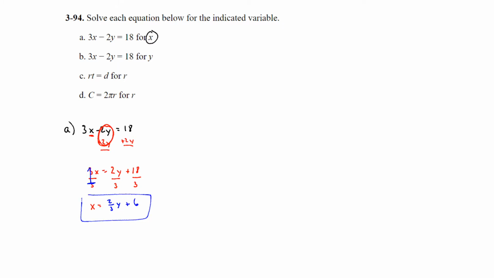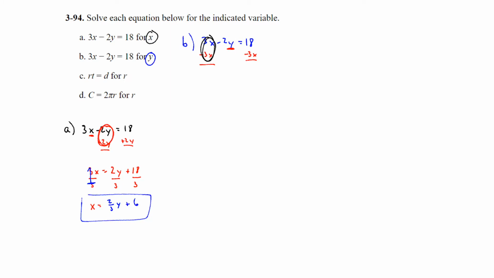All right, on to part B. 3x minus 2y equals 18. Same problem, except now we're solving for y. So now since we're solving for y, let's subtract 3x this time. And what does that create?